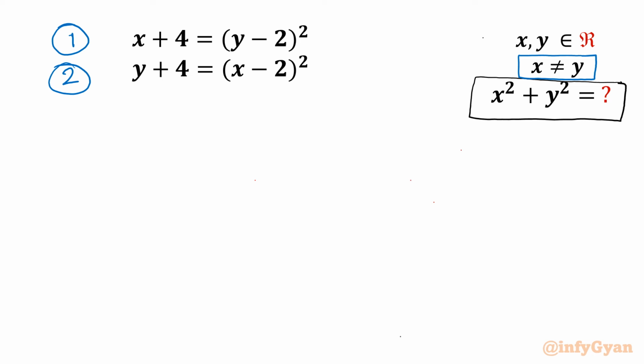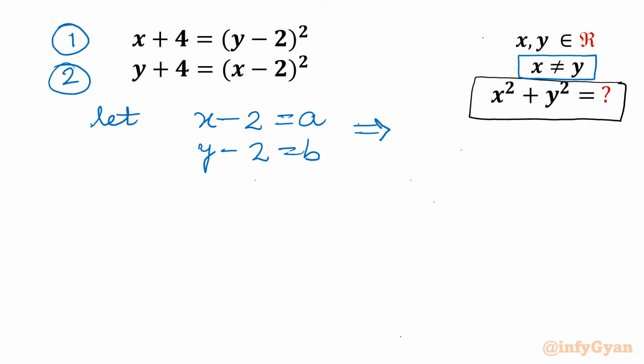Let's get started by writing equation numbers first. So I will consider x plus 4 equal to (y minus 2) whole square as equation 1. Let us write our substitution. So I will write x minus 2 equal to a and y minus 2 equal to b. So from the first equation I can write x is equal to a plus 2. From the second equation I can write y equal to b plus 2.